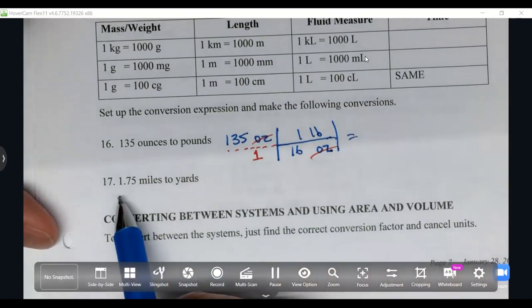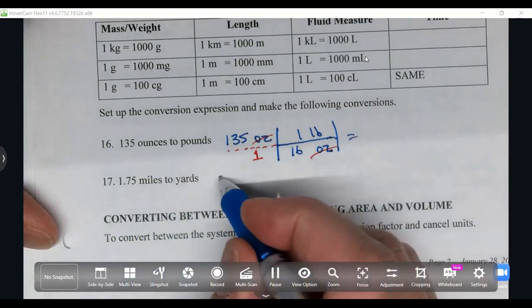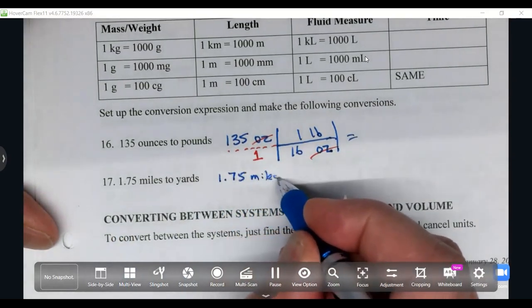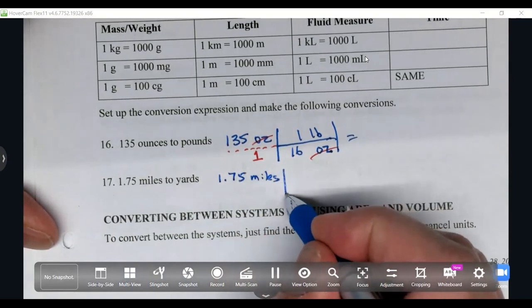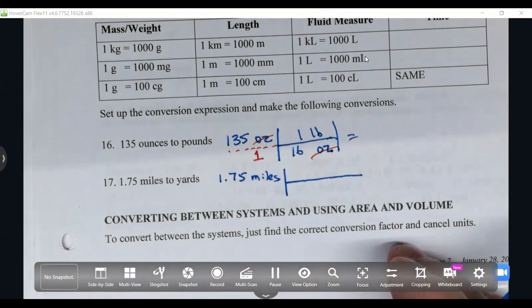In number 17, we have 1.75 miles to yards. So 1.75 miles. Now we can do this in one step or two. If you know how many yards are in a mile, that'll work. But it doesn't matter how many steps you take. Most of you probably do not have that number off the top of your head.